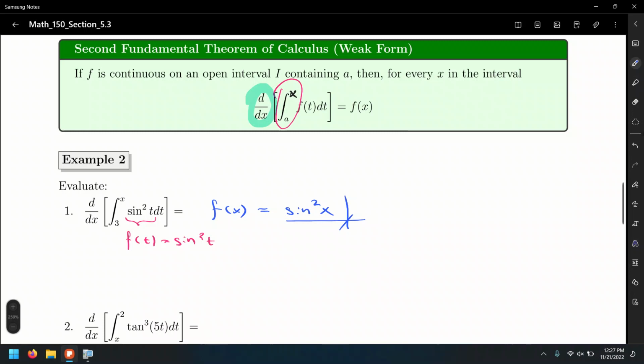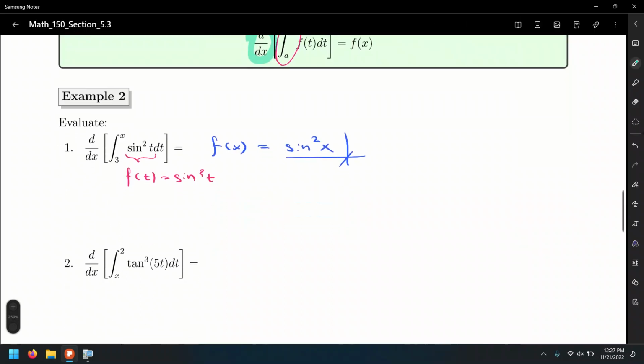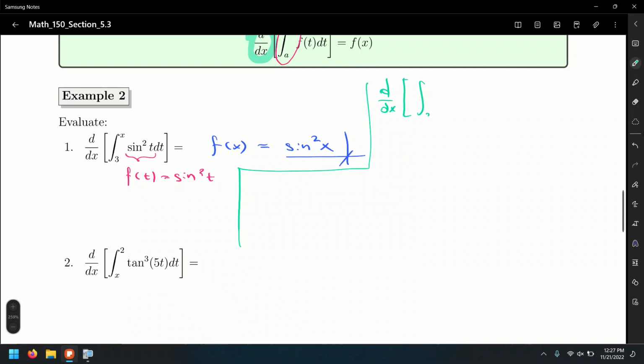It's kind of weird. Do we really just change the t for an x using the function without integrating? What's going on in the background, if you're wondering? Let me make some space. So we have d dx of the integral from 3 to x of sine squared t dt.